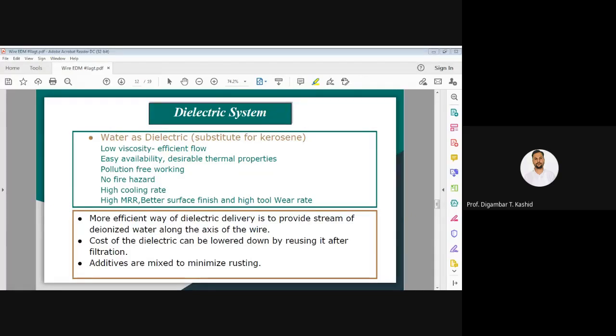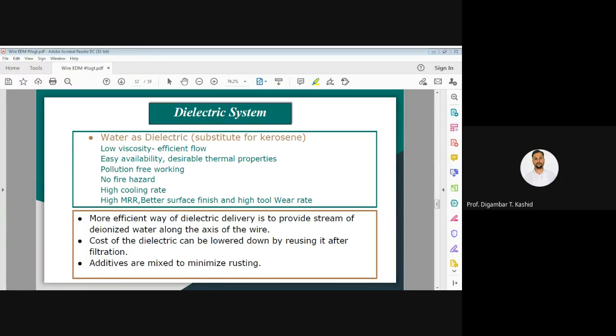Again, easy availability is required. Then whatever the thermal properties are, those should be desirable. Your dielectric fluid should be pollution free. There should not be anything hazardous or related to fire. There should not be any fire hazard. Again, your dielectric fluid should have a high cooling rate, and if you use the dielectric fluid, then through that you should get a high material removal rate. Due to that, you will get a better surface finish and high tool wear.